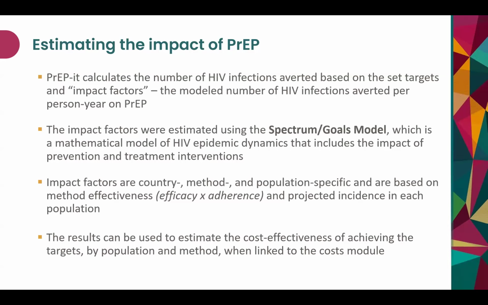PrEP-IT calculates the number of HIV infections averted based on the targets that you've set, and we do this using impact factors, which are the number of HIV infections averted per person year on PrEP. These impact factors are estimated using the Spectrum Goals model, and they're country, method, and population specific, and also based on method effectiveness and the projected incidence in each of the populations. So as I mentioned, these can then be combined with the costing module to look at cost effectiveness if desired.